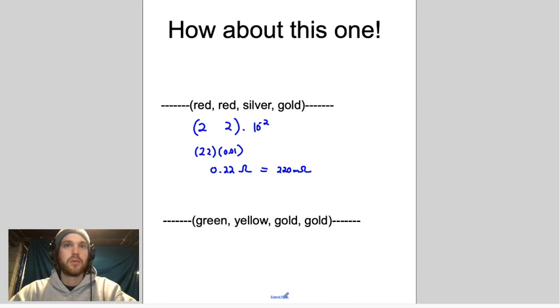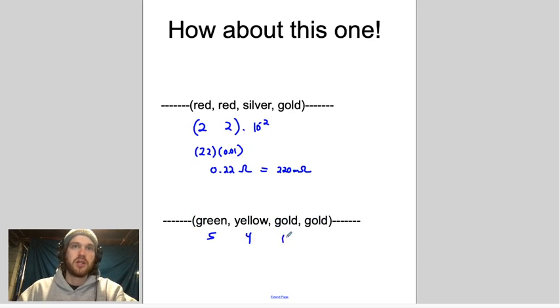Green, yellow, gold. Here we go. Green is 5, yellow is 4, gold is 10 to the minus 1. So that's going to be moving the decimal place 1 to the left, 5.4 ohms, and I think that's an acceptable unit.